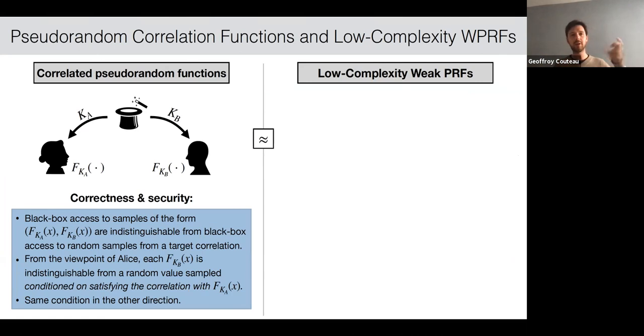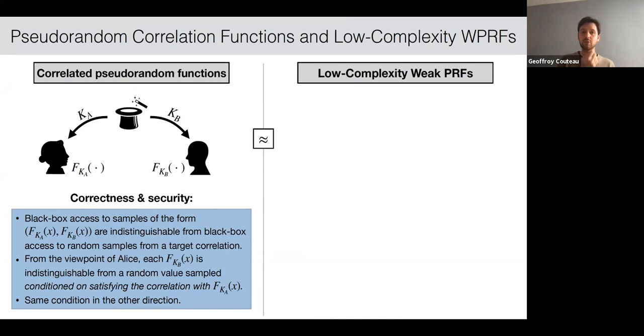And the same improved security guarantee that we need is also that from the viewpoint of Alice, each evaluation on x with the key of Bob is indistinguishable from something that will have been sampled at random, conditioned on satisfying the correlation with the value that Alice can compute with her own key, and same condition in the other direction.